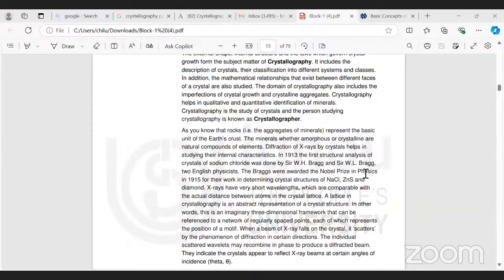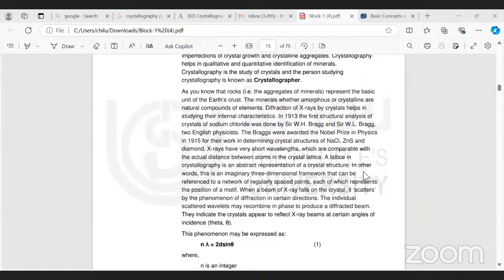Crystallographer. Okay, as of that, different rocks are there. These different rocks are aggregates of different minerals. Based on this, we consider the rocks we can see in the Earth's crust. The minerals also, sometimes maybe amorphous or sometimes maybe crystalline. Anyway, these are all formed by the natural compositions of different elements. So how can we study that?